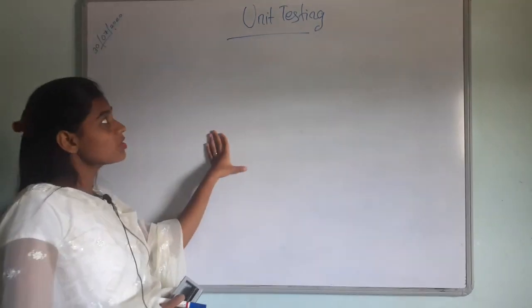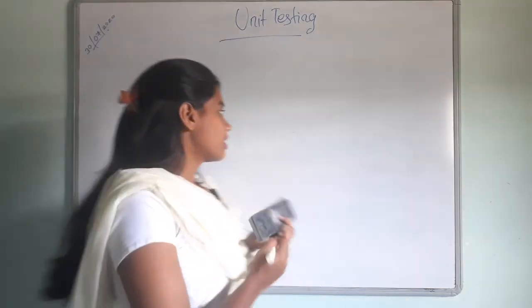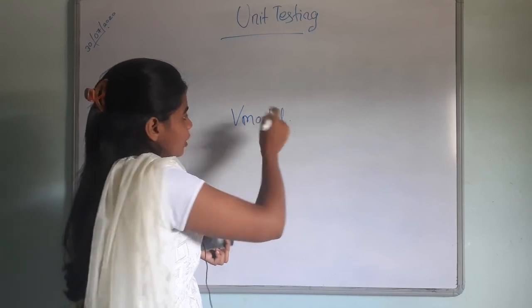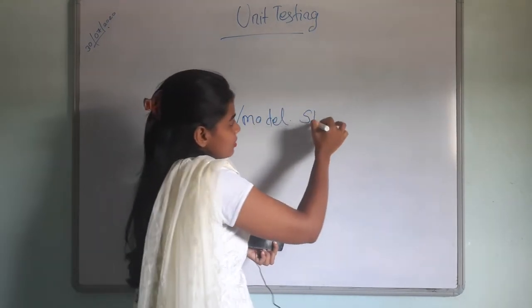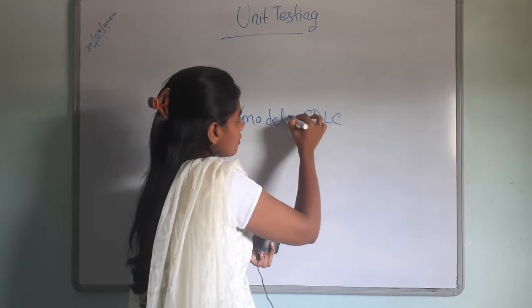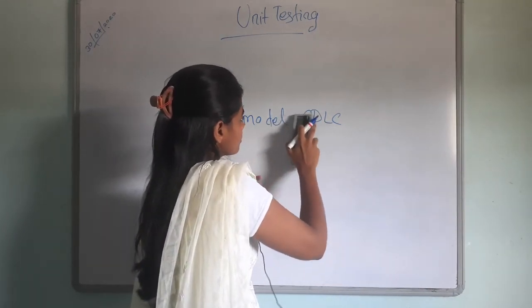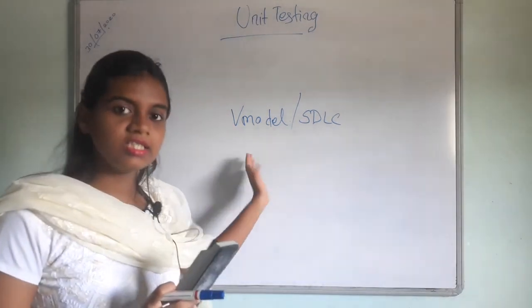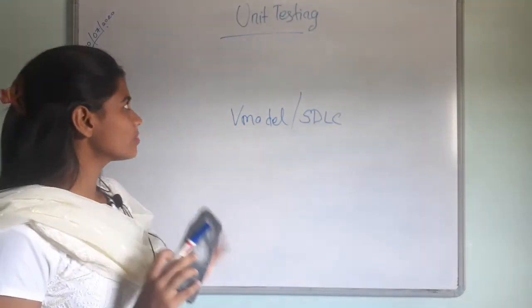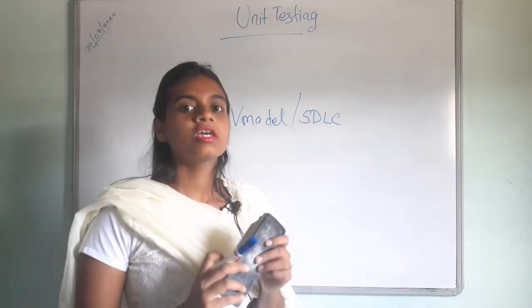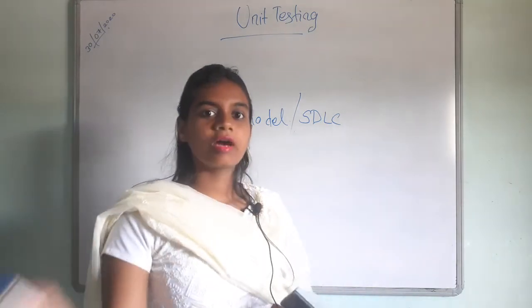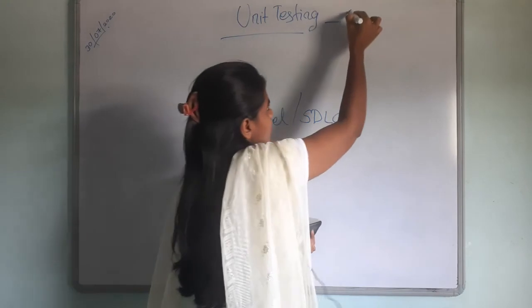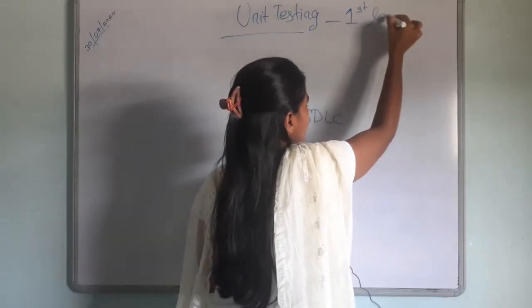Unit testing is done in the V model. You must have learned about the V model or SDLC models. In these models, they first do unit testing, then integration testing. So you must know that unit testing is done first of all, then you do integration testing. Our first level of software testing is unit testing.